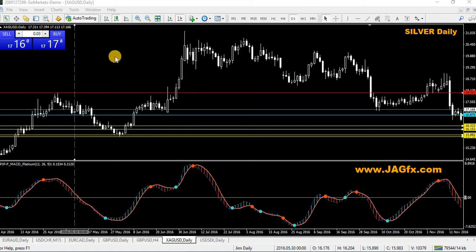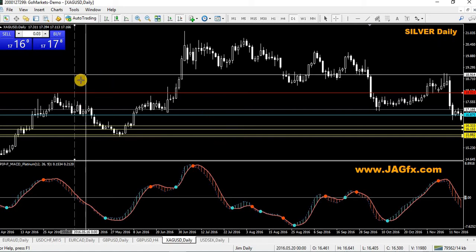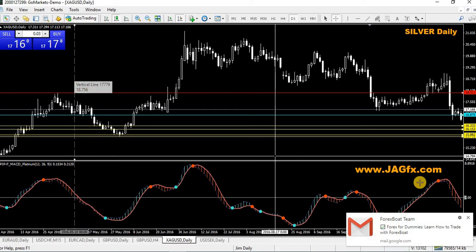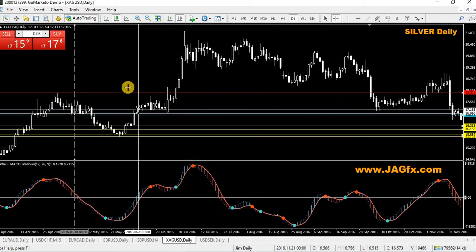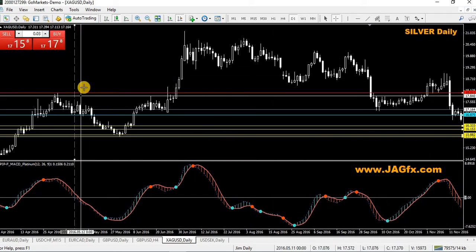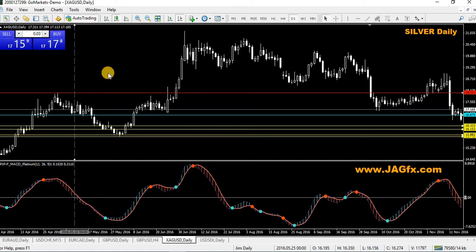So I'll just give you a quick reminder. This chart here is the silver daily, so it's silver against the US dollar on the daily chart. We've got a start point here, roughly 2016, and I'm going to use this as a start point. So remember, the blue line is the entry level. Say we got in down here somewhere, and these yellow lines are what I call the working lines.